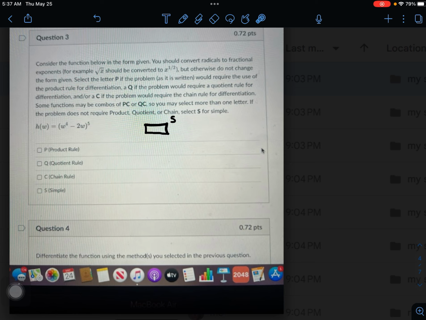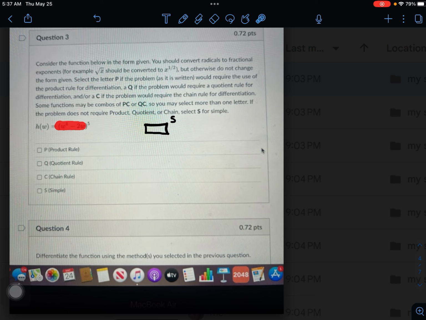And your inside function is the something. In this case, W to the 4th minus 2W. That's your inside function. So there are two functions here. There's the outside function, which is something to the 5th power. That's your outside function.